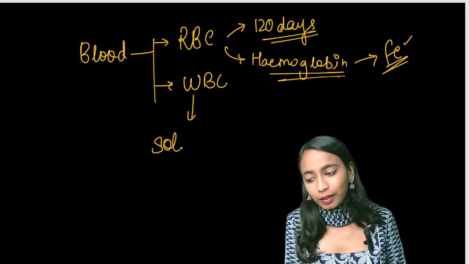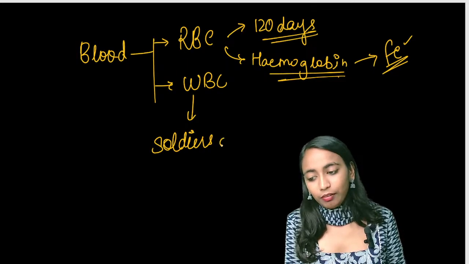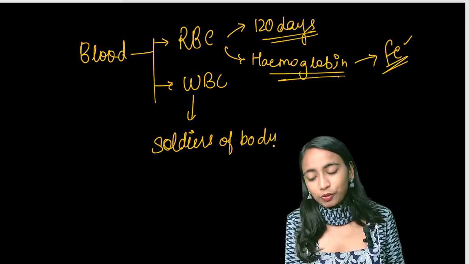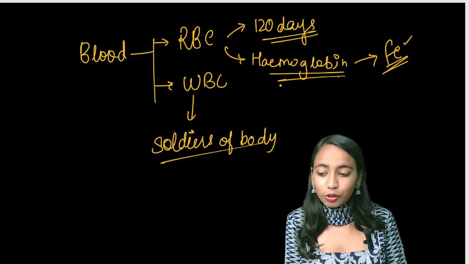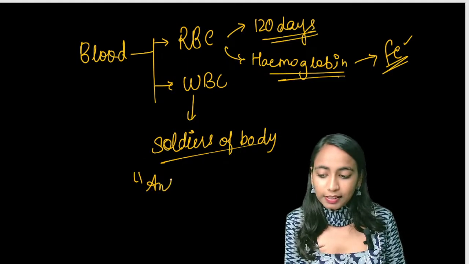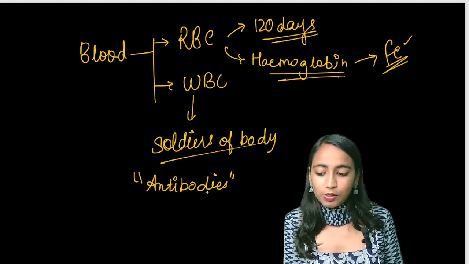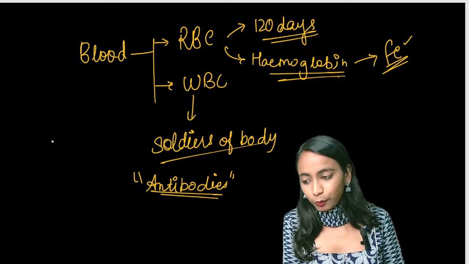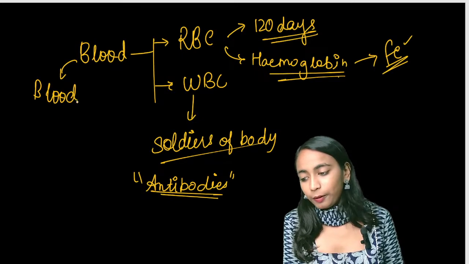White blood cells को हम कहते हैं soldiers of body. White blood cells के लिए हम कौन सा term use करते हैं? We call them the soldiers of the body. और white blood cells ही किसका formation करते हैं? Antibodies का. And these are the ones who fights the infection. Okay, then quickly we will also discuss blood group.